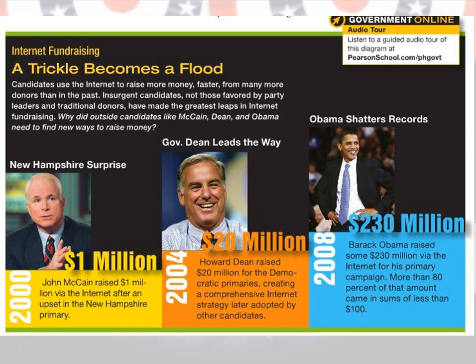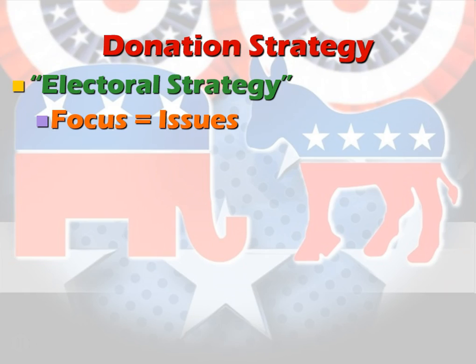Again, in order to win a campaign, you probably got to spend a lot of money, and the internet is a big source of new money. So when people give money to a campaign, they give for a couple different reasons. There are two different strategies. One is known as the electoral strategy.